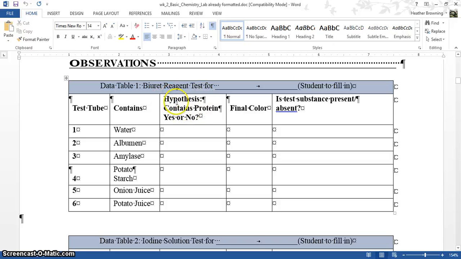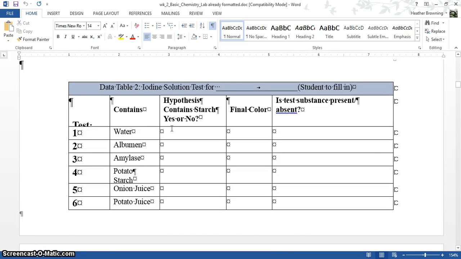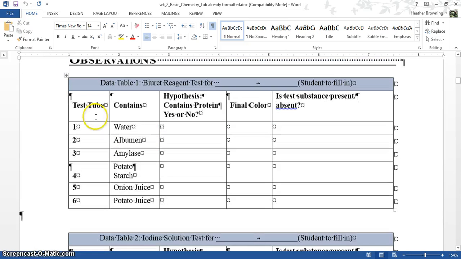So the hypothesis is, does it contain protein? Is that it contains protein? You say yes or no if you saw that, what the color was, and then is the test substance present or absent? So I'll probably do the color first. I don't know, do whatever works best for you. And table 2 is going to be with the iodine. Make sure you put it in the right thing.